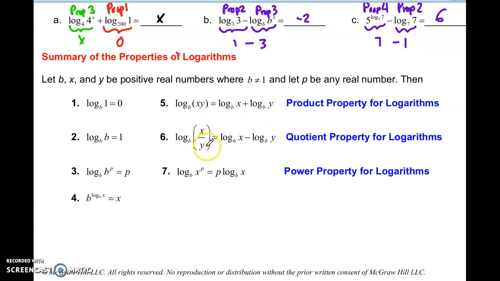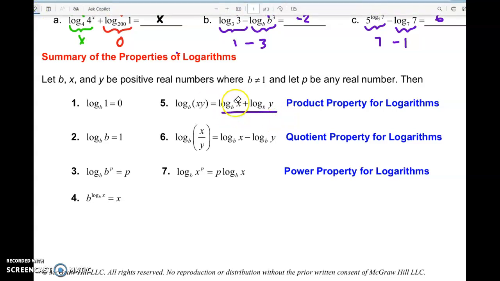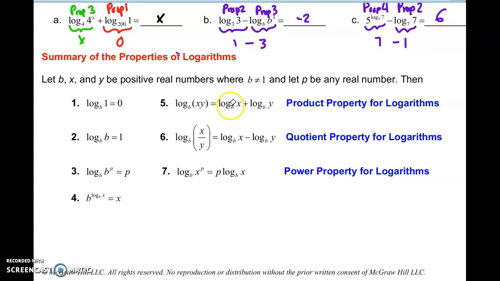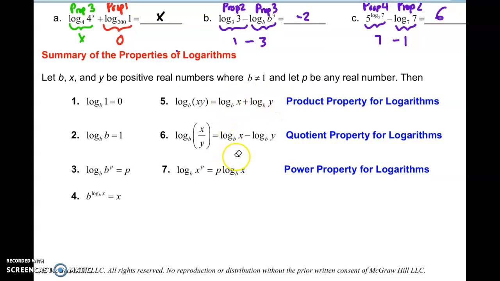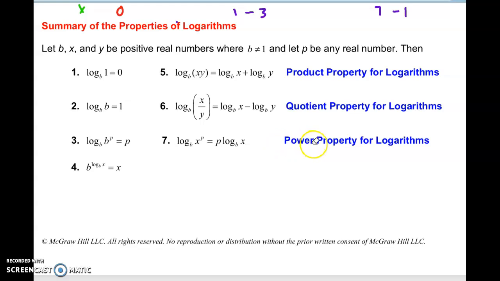Here we have the quotient property. So here you have x divided by y, and you can rewrite it like this with a minus sign in between. Now again, you can go in reverse. So if you were given this, you can condense it into a single logarithm. If you have a plus sign here, it is the same as multiplying those 2 arguments together. And the last one is the power property for logarithms. This is the log base b of x to the p power, and this p can go down in front and it's p times log base b of x. So you can bring that p down in front, is what that property says.